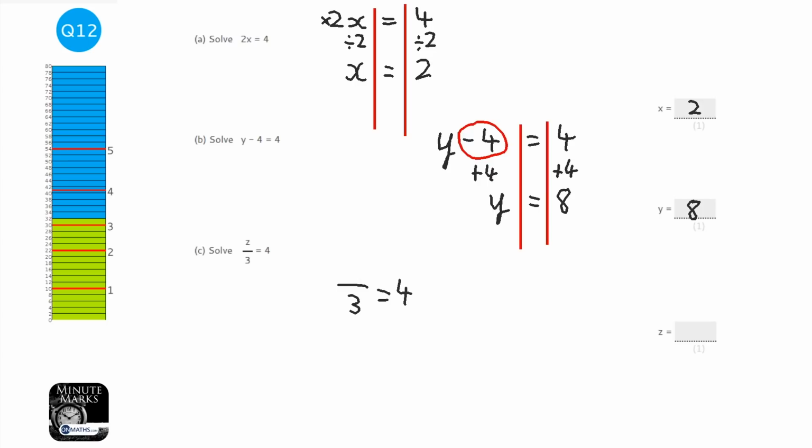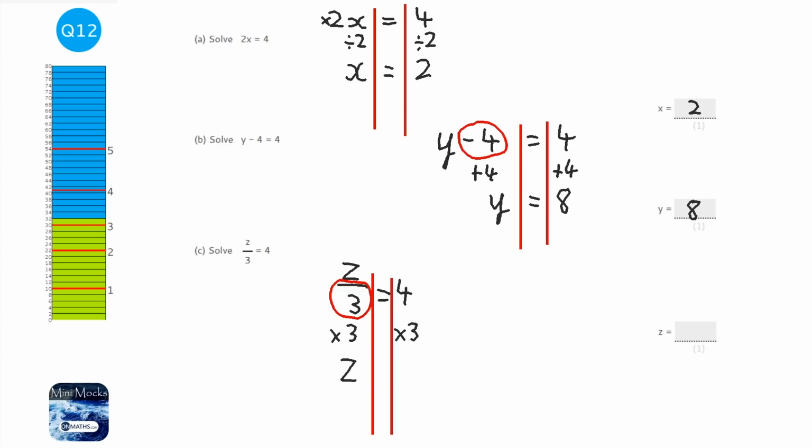So that was a 2 for a second, but it's a z. Right. So this one's slightly harder, only if we don't know what over means. Now, over, which is this bit here, so over 3, means divide by 3. So the opposite of divide by 3 is times 3. So we have times 3 both sides. So z equals 4 times 3, which is 12.